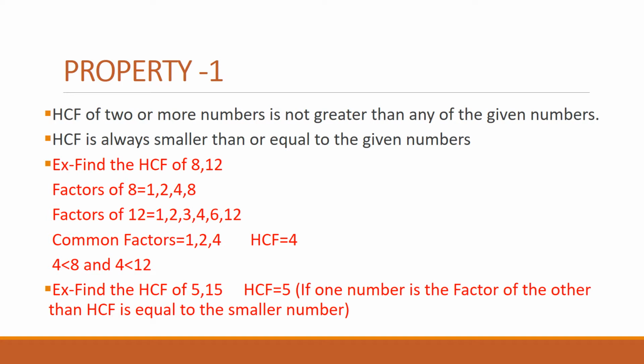Now, see this example. Find the HCF of 5 and 15. When one number is the multiple of the other, or one number is the factor of the other, then what happens? Just see. HCF is equal to the smaller number. When one number is the factor of the other, the HCF is always equal to the smaller number. So here you can see if you find the factors of 5 and factors of 15, the HCF will come out to be 5.